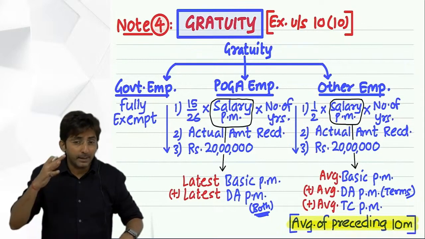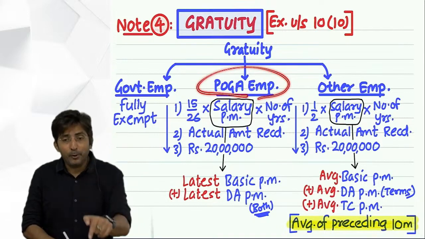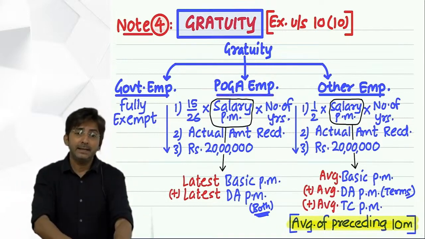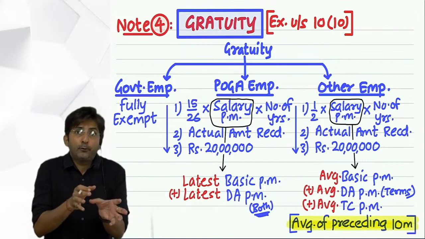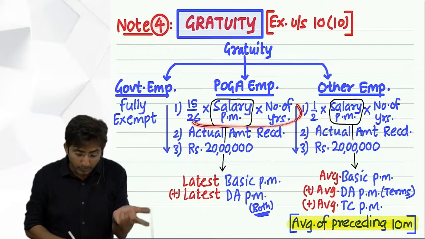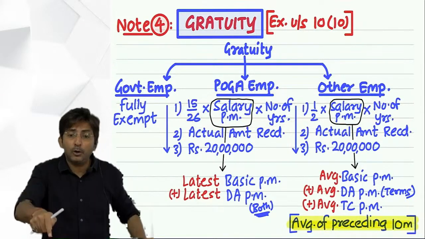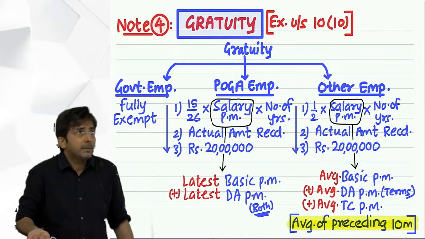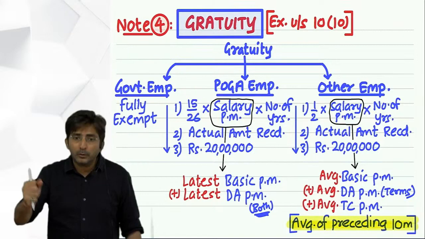Are you understanding the funda now? POGA is trying to favor the employee. They are doing partiality that the employee should get maximum. So see, if 24 years service is rounded off to 25, this amount will become big. And the bigger this amount, that means the POGA employee will get a bigger amount. And that is the mission of the Payment of Gratuity Act, to protect and secure the employees.